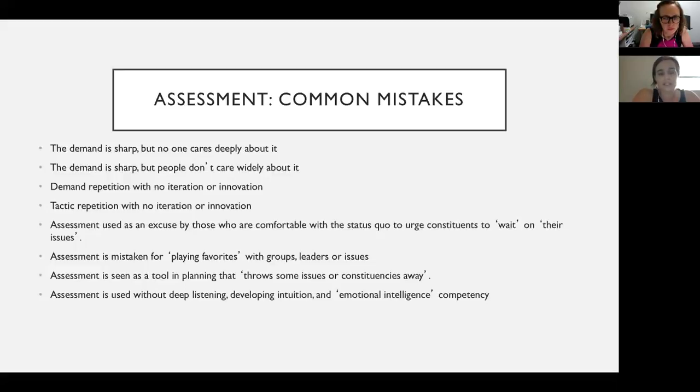So common mistakes is when you're assessing a demand, for example, in either a local, regional, or national campaign, the demand is sharp, but no one cares deeply about it, right? This has been true. There's a lot of really winnable campaigns. Some of them are often called low-hanging fruit that you actually could win. Like it's a sharp, smart policy demand, but nobody is super, super on fire about it. And sometimes no one is on fire about it, but it's deeply important. Or in the second example, the demand is sharp, but people don't care widely about it. So some people care deeply, but it's not widely enough held.